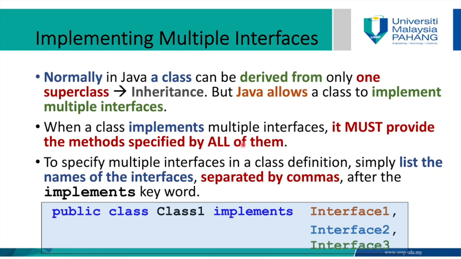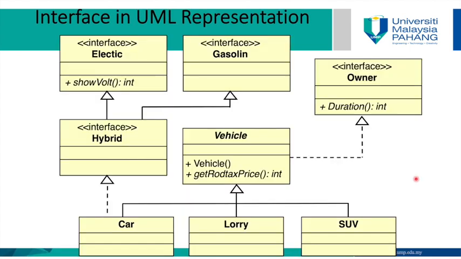To specify multiple interfaces in a class definition, simply list the names of the interfaces separated by commas after the implements word. For example, here we have public class Class1 implements Interface1, Interface2, Interface3. This is how you specify multiple interfaces in the class definition. So how is the interface represented in UML?